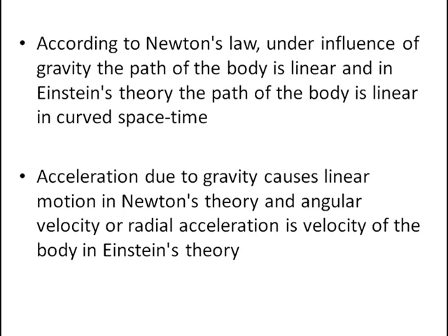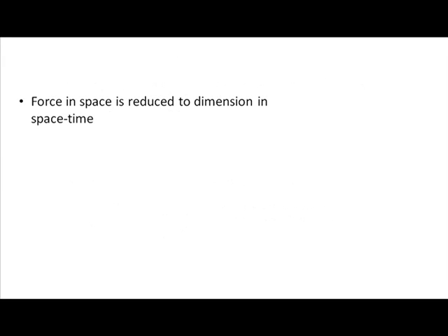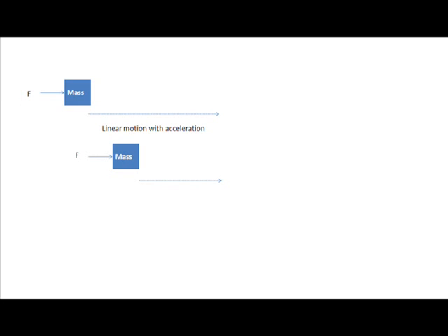Given these two differences, in Einstein's theory, the force of attraction between the two bodies is reduced to a dimension in space-time. That is, the force of attraction is replaced with the addition of a new dimension in space. Let me give you an example to explain what I mean by that.